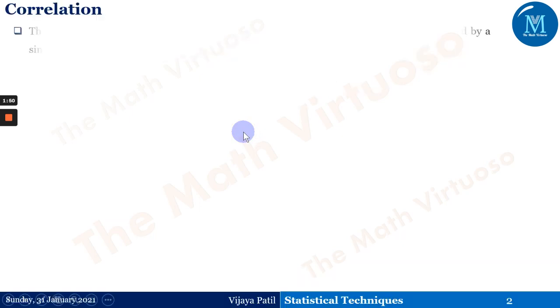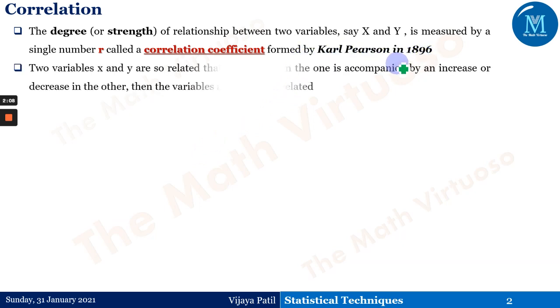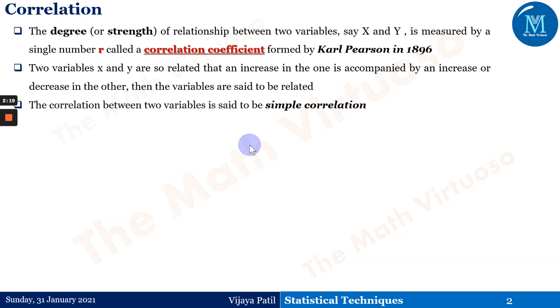Now, what is correlation? First of all, the degree or the strength of relationship between two variables, say x and y, is measured by a single number, small r, called the correlation coefficient, which was formulated by Karl Pearson in 1896. Now, if two variables x and y are so related that an increase in one is accompanied by an increase or decrease in the other, then the variables are said to be related, as I have specified previously as well.